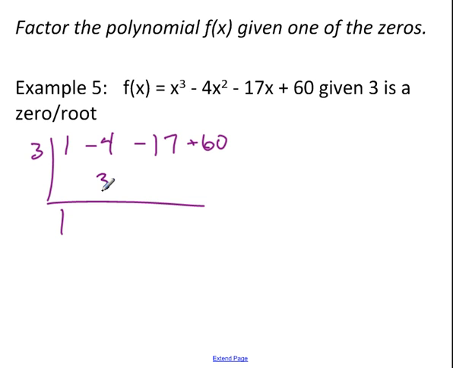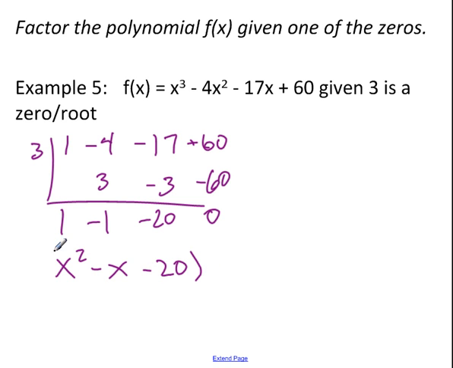Alright, 1 comes down, 3 minus 1 minus 3 minus 20, and minus 60 gives us 0. So what this does is this tells us that x squared minus x minus 20, when multiplied by, since 3 is a 0, that'd be x minus 3, takes us back to this. And if you wanted to do some box method right now, go for it. That's what it's going to do. So we've already got our one factor with the 0. We need to figure out what's going to happen here.